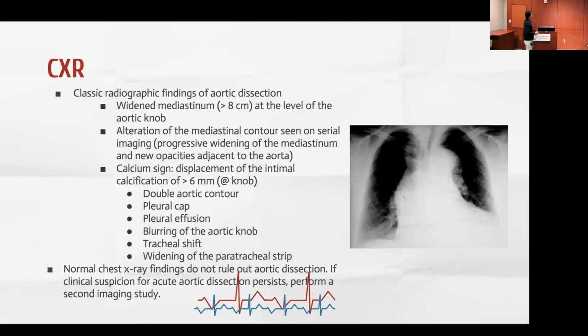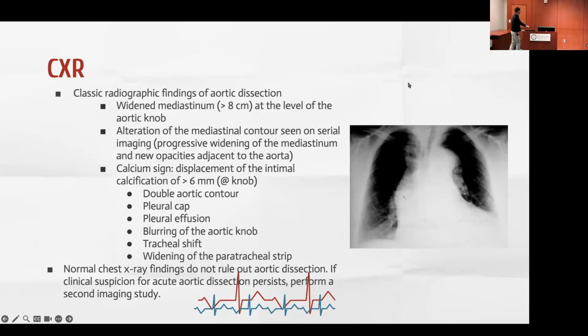On a chest X-ray, what we'll see is a widened mediastinum. You can see in this image to your right, a widened mediastinum that's more than 8 centimeters at the level of the aortic knob. And the aortic knob is right at that top portion, just for those that are watching the video. That's this portion here. This is the aortic knob. You can see it's quite widened.